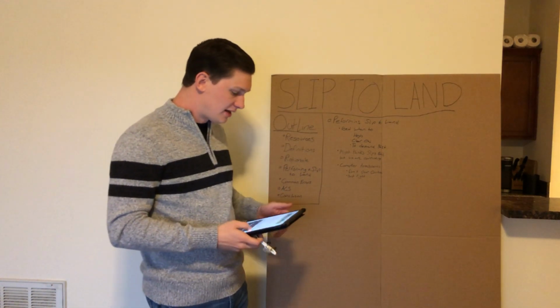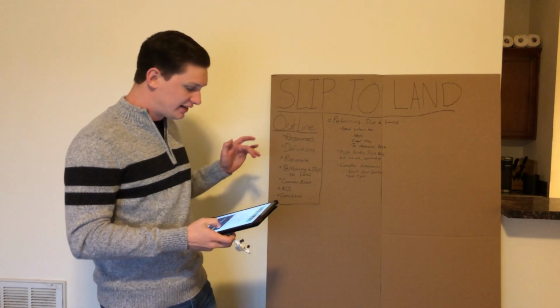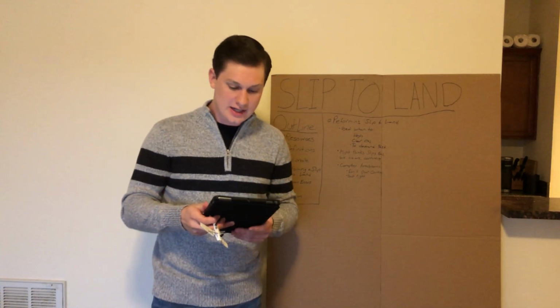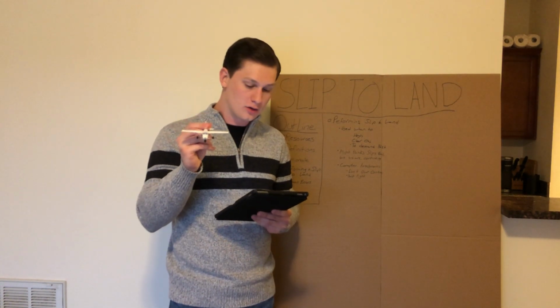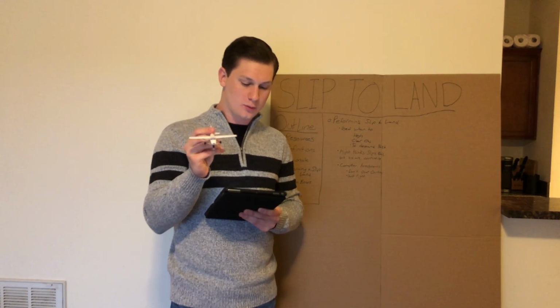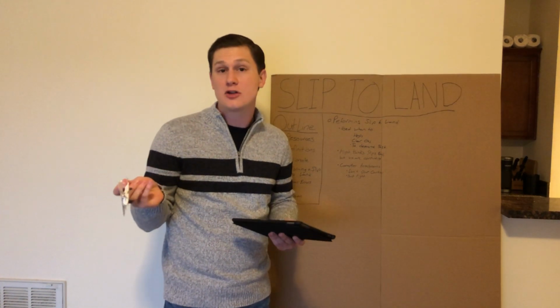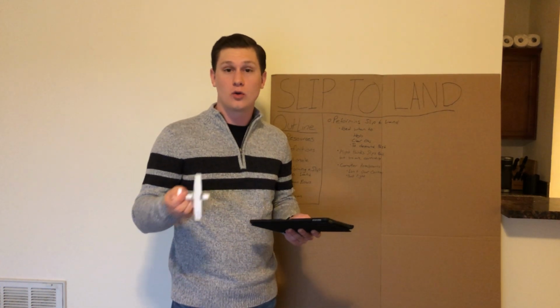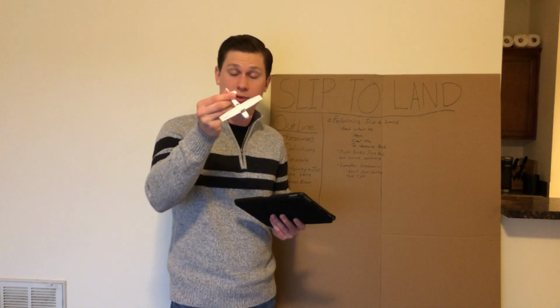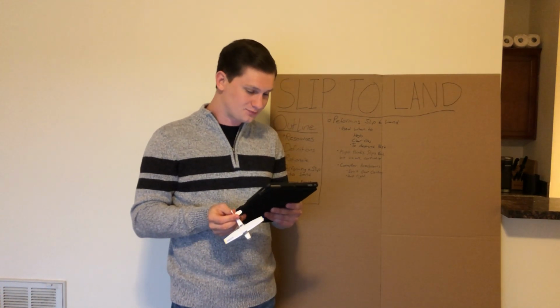So, performing the actual slip to land. To enter a forward slip, you're first going to bring the power to idle and make sure you're fully configured for landing with full flaps if the manufacturer allows it, which for the Skyhawk 172, this airplane that you'll be flying, it is allowed.